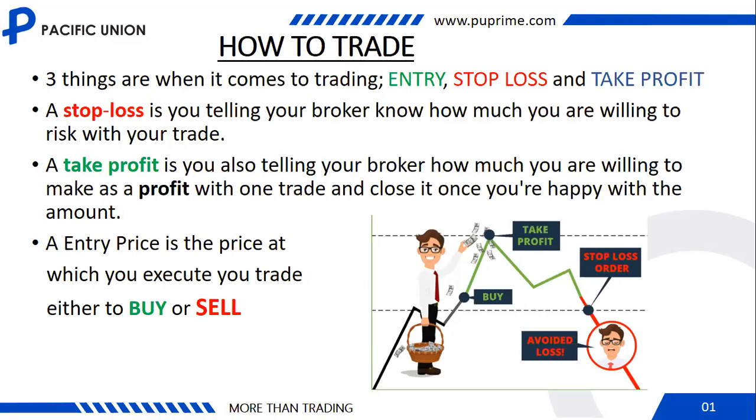A take profit is you telling your broker how much you are willing to make as a profit with one trade, and to close it when you're happy with the amount. So for example, if you're buying Euro USD, you should know that in this particular trade of Euro USD, once my profit is about $20, or about $30, please close my trade for me. So when you do that, you are telling the brokerage firm that once the profit is $20, kindly close my trade for me in profit.